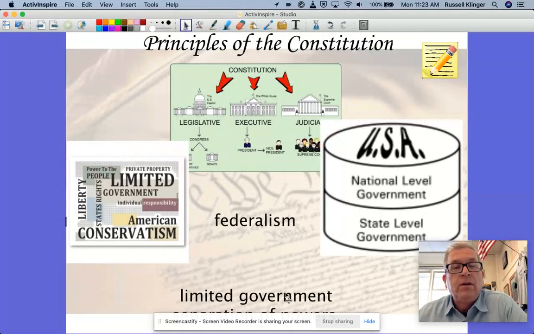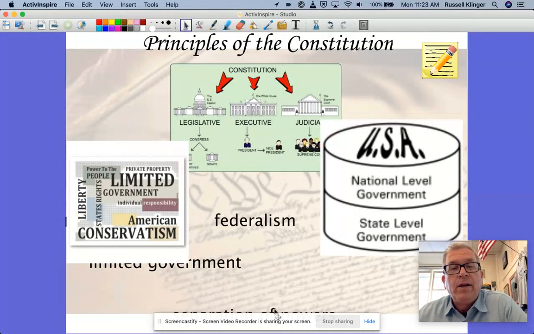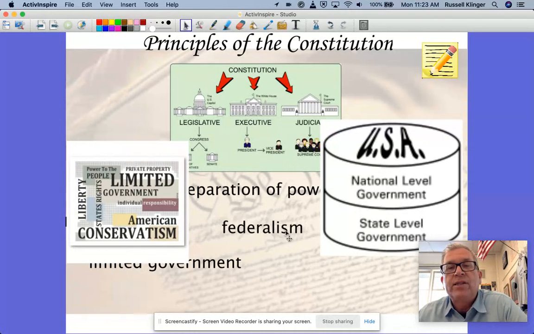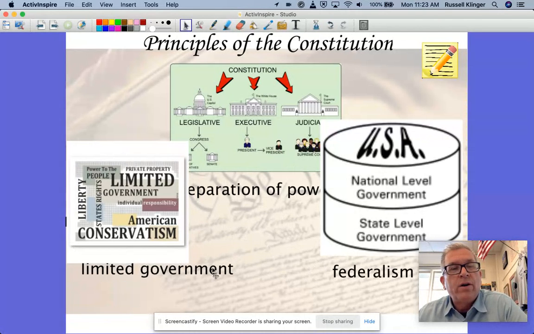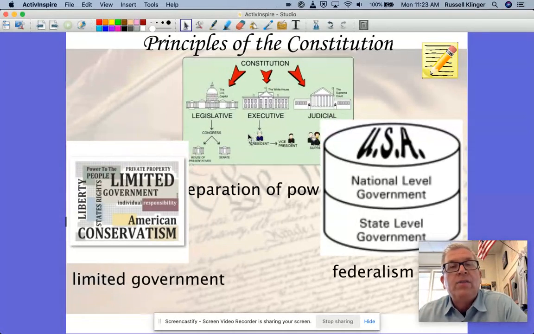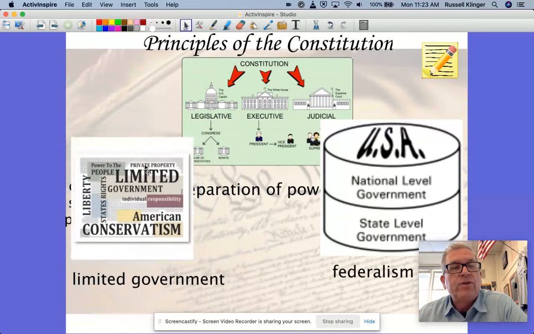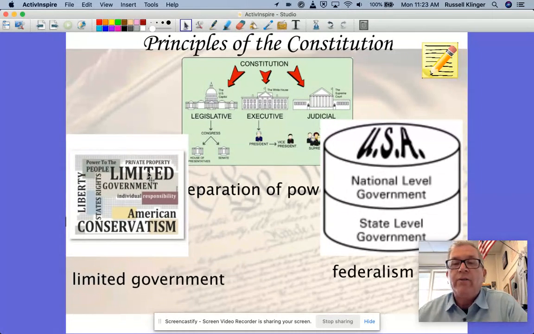Federalism, limited government, and the idea of separation of powers. Let's put these under where they fit here. Some other basic principles are the idea of limited government. When I asked some of you in assignment 19 to tell me what you thought was one of the most important powers outlined within the Constitution, many of you said limited government, which I thought was very interesting.